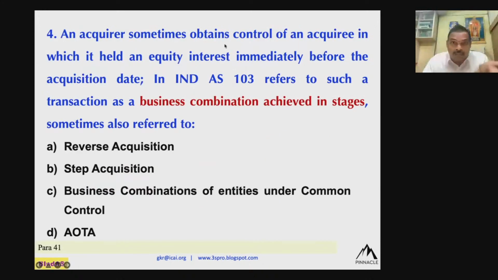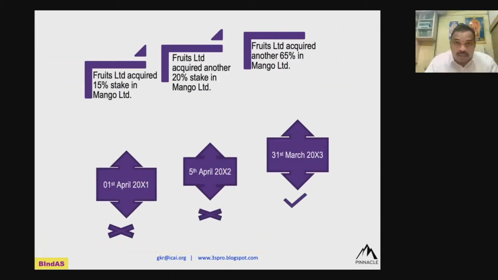An acquirer sometimes obtains control of an acquiree in which it held an equity interest immediately before the acquisition date. And Ind AS 103 refers to such a transaction as a business combination achieved in stages. Paisa nahi hai uske paas. Okay, I don't have money to buy in full. So slowly only I will buy in installments. Okay, in a systematic investment plan. So this is like your systematic investment plan.